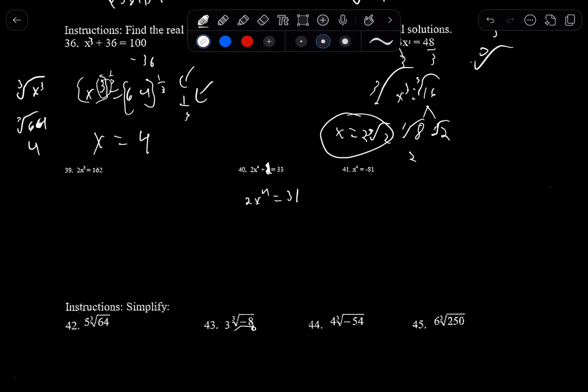No, never mind. That is a 1. Equals 32, because we're going to minus 1. Okay. 32 divided by 2, because we want to get rid of that 2. x to the 4th equals 16. Now we're going to 4th root that. And so x equals plus minus 2.